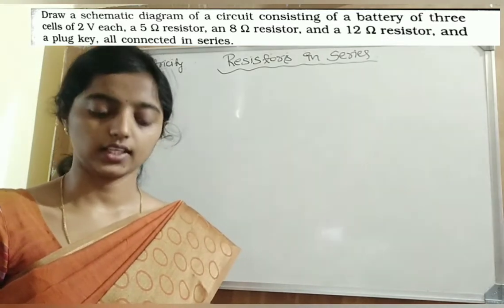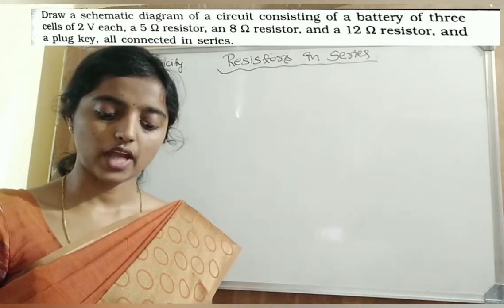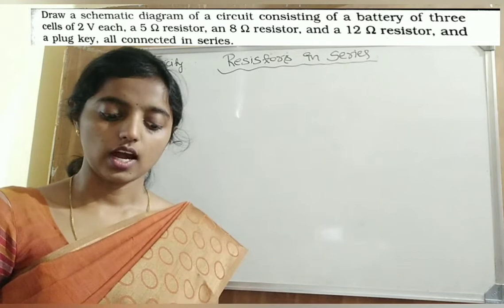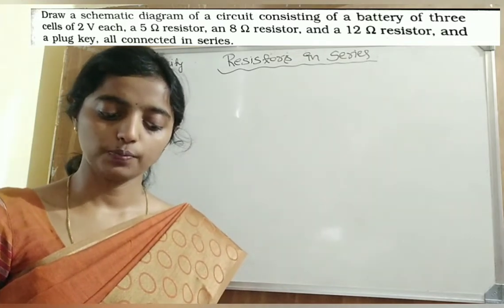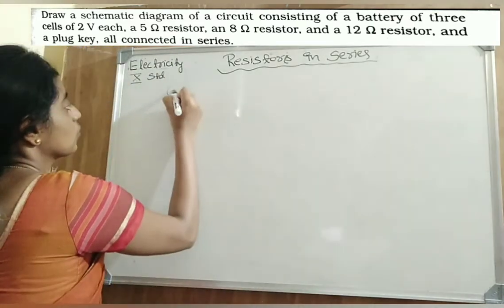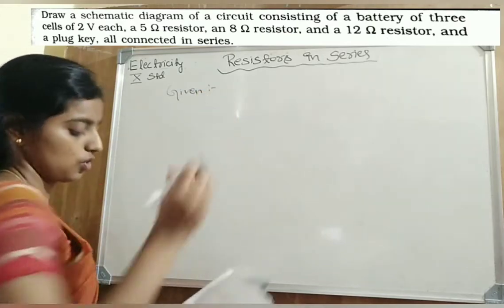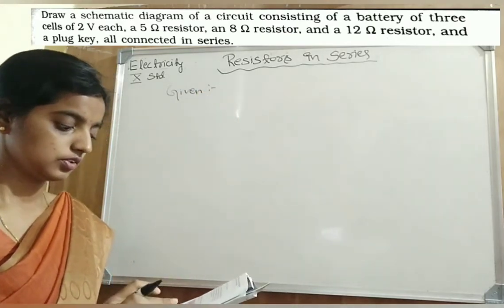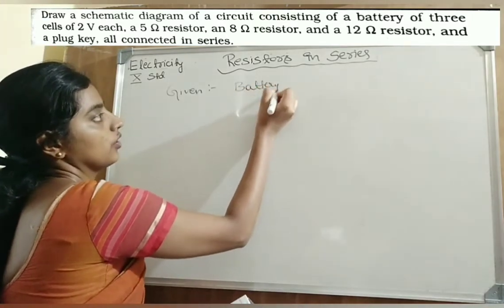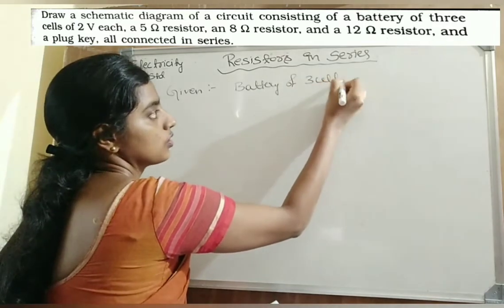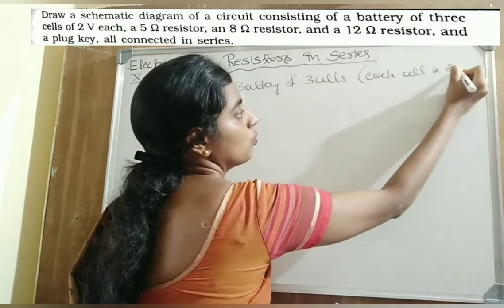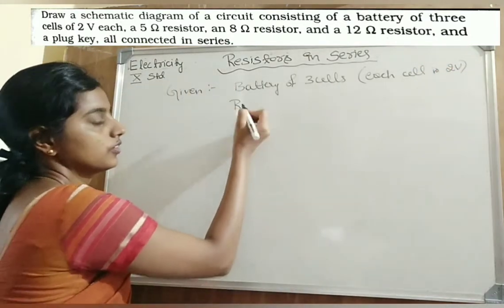Draw a schematic diagram of a circuit consisting of a battery of 3 cells of 2 volt each, a 5 ohm resistor and an 8 ohm resistor and 12 ohm resistor, and a plug key, all connected in series. Now first you need to write down the given terms. What is the first one they are given? 3 cells. Battery of 3 cells. Each cell is 2 volt.